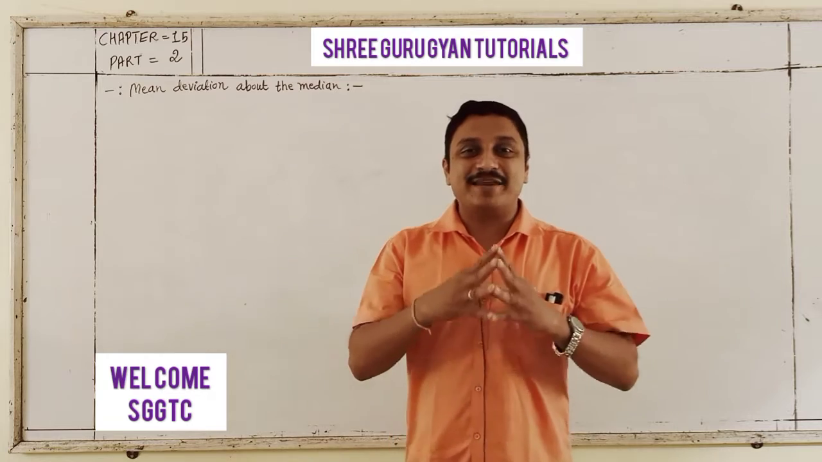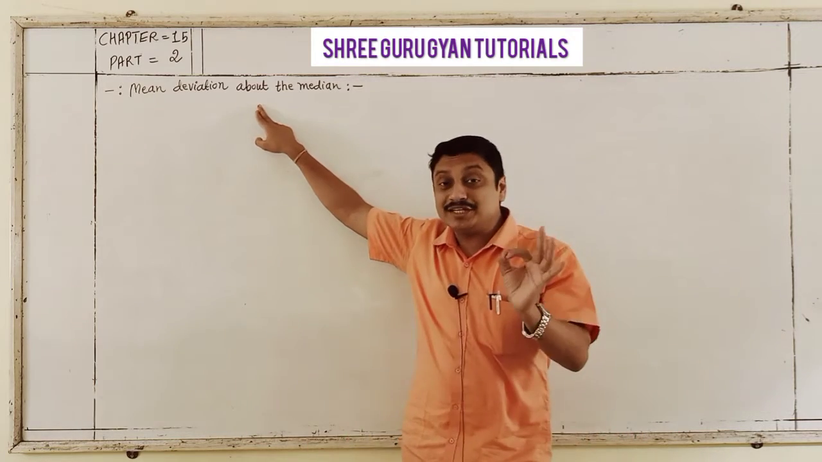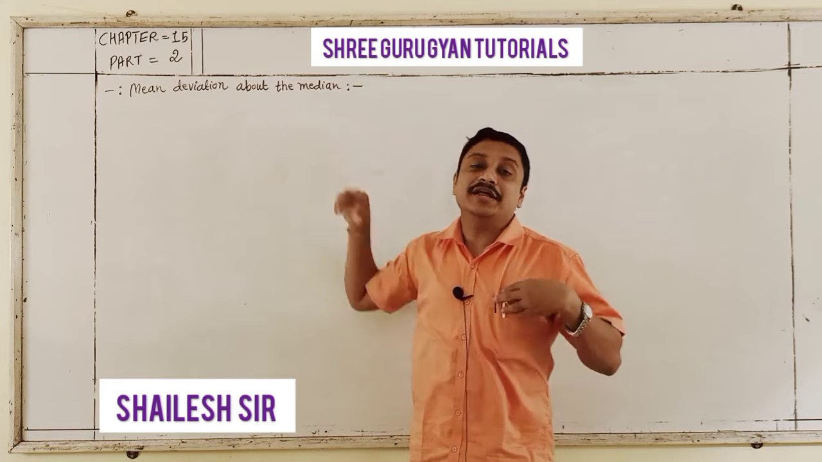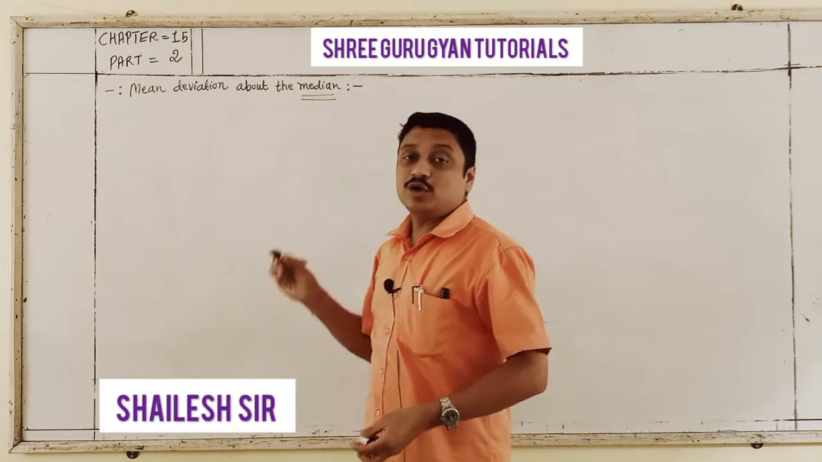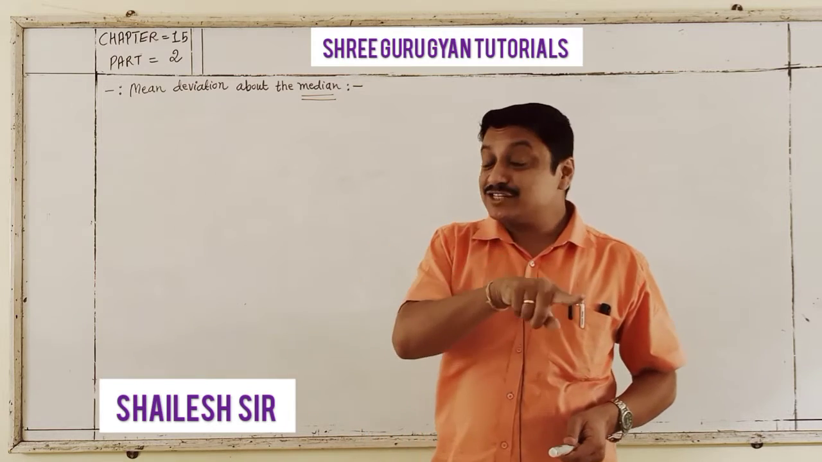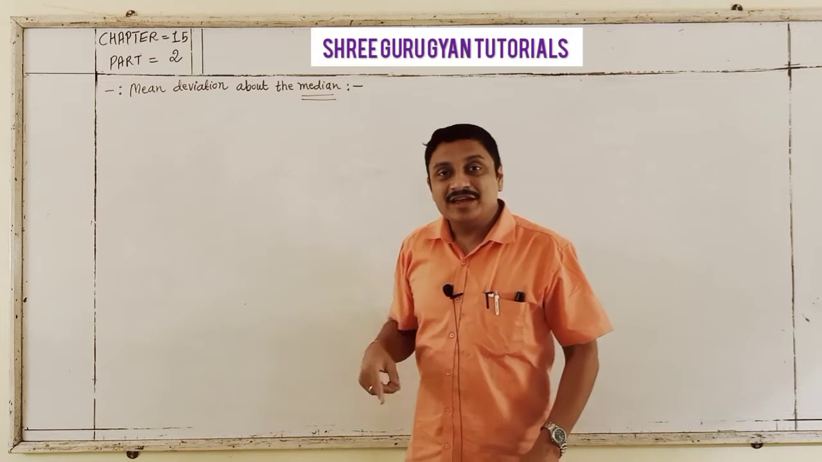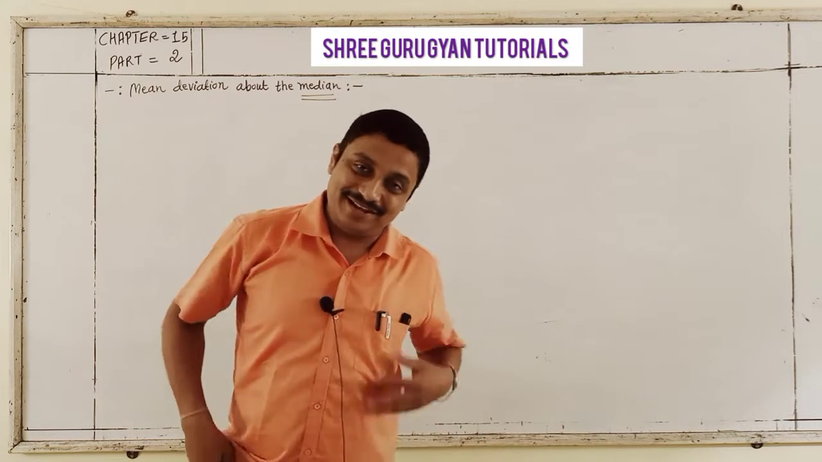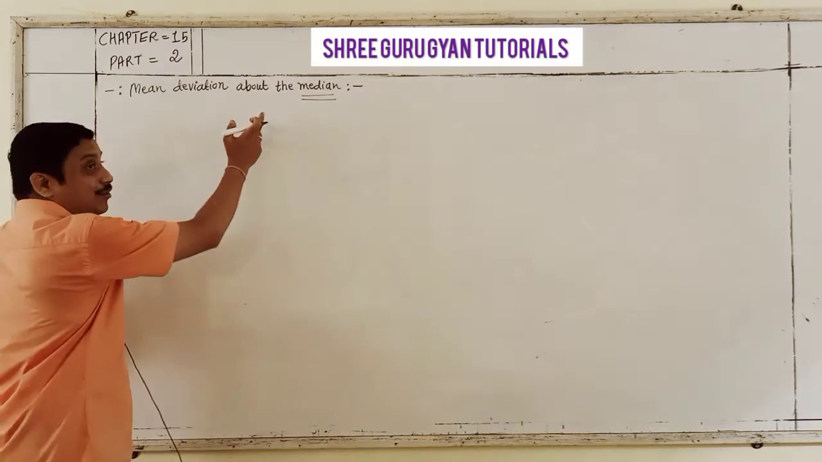Students, in statistics second part, today we are going ahead to the topic of mean deviation about the median. Yes students, this is your topic number 2. In the last video, I explained mean deviation about the mean. Here it is about the median. So first of all, students, I will introduce the formula for average deviation about the median.